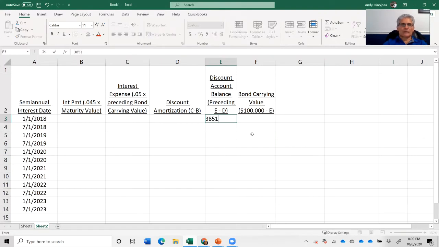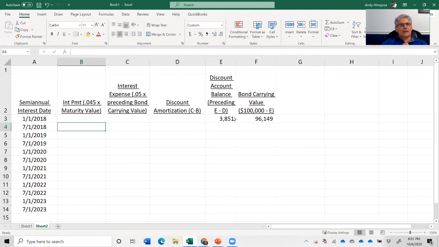So 3,851. And the way then we compute the carrying value, which we really should know because we just used it, but we're going to take 100,000 and we're going to subtract the discount. So our carrying value is going to be $96,149. Every payment period, we're going to recompute the amount of interest. And like I mentioned before, it's going to be changing every period.